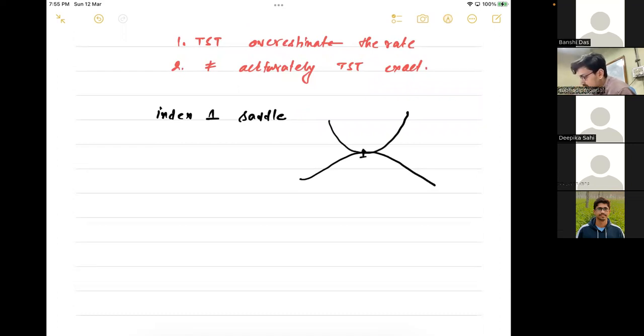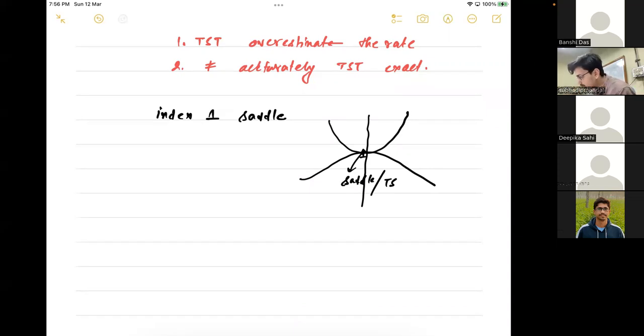Now, very often, for a potential energy surface, we associate the transition state or dividing surface with this index 1 saddle point. This is the index 1 saddle, and we often associate the transition state or dividing surface here. But actually, the dividing surface exists in the phase space, not in the configuration space. That's why I was not going into the details here. In the phase space, the actual dividing surface exists.